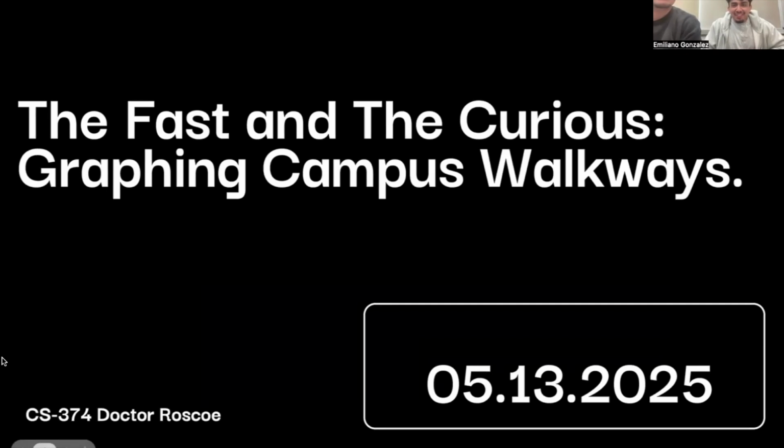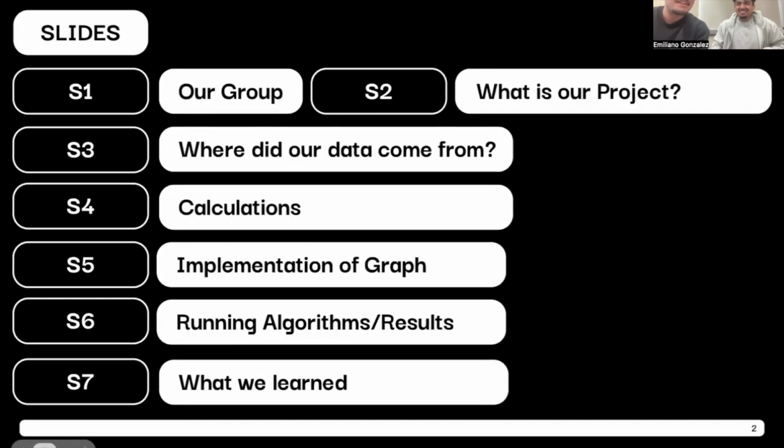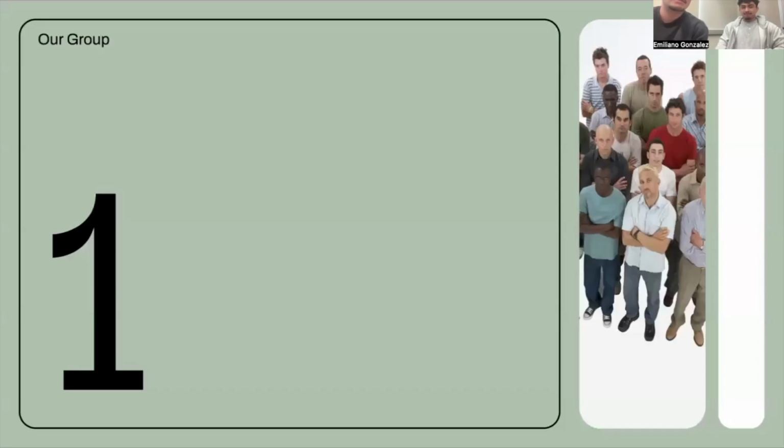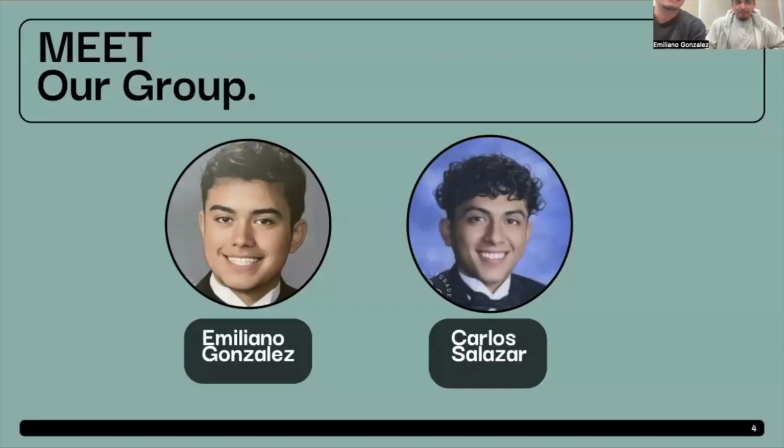So, the Fast and the Curious: graphing campus walkways. These are our slides: our group, what our project is, where our data come from, calculations, implementation, running algorithms, and then what we learned. First off, our group.